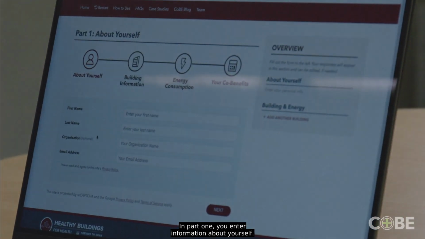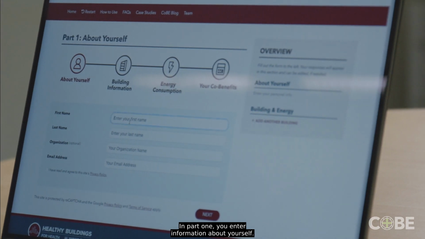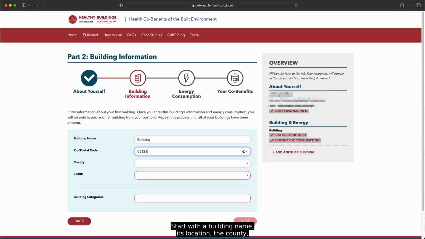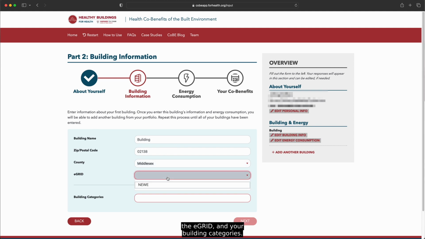In Part 1, you enter information about yourself. In Part 2, you enter basic information about your building. Start with a building name, its location, the county, the e-grid, and your building categories.